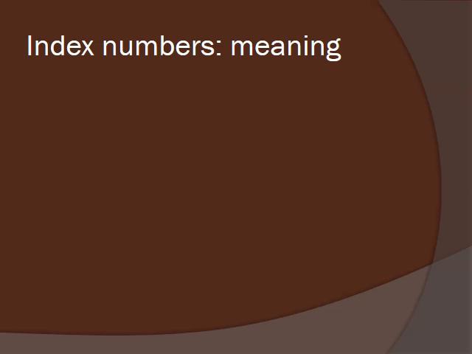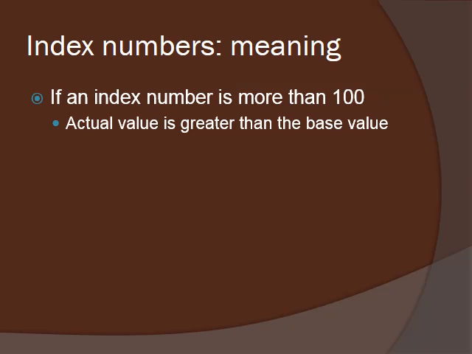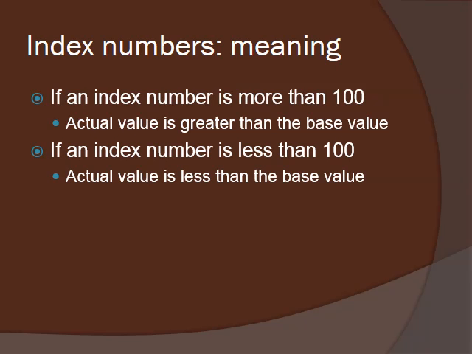Now, what does this mean? If an index number is greater than 100, greater than our base period, that means that the actual value for that period or that value is greater than the base value. If it's less than 100, that means our actual value is less than the base value. And often index numbers are used to clearly identify whether or not there is a trend for the values to increase over time, or to fall over time, or to stay constant.